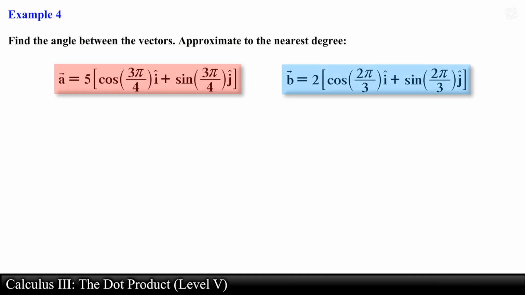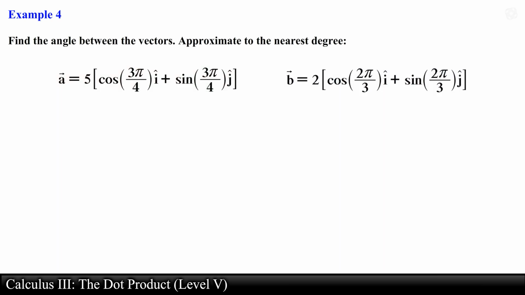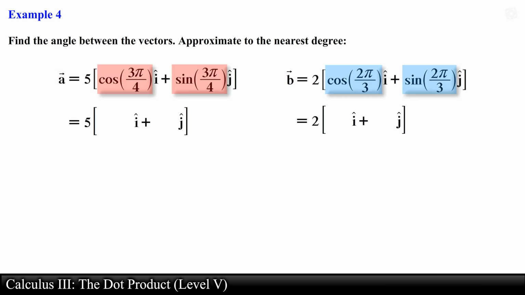Here we have two planar vectors written in standard unit vector form and using the direction of the vector. Like in the previous examples, let's first rewrite each vector in component form. We will start by evaluating each of the trigonometric expressions.